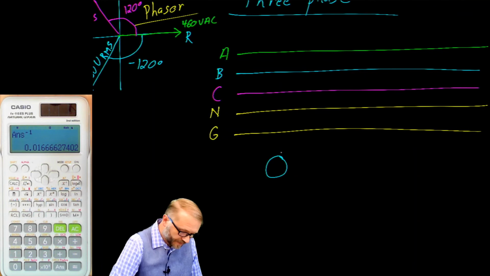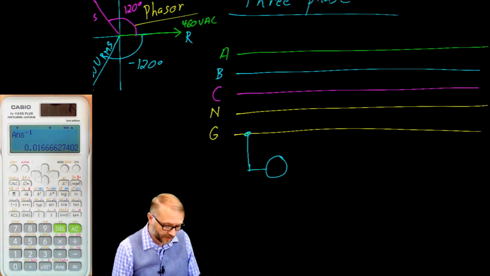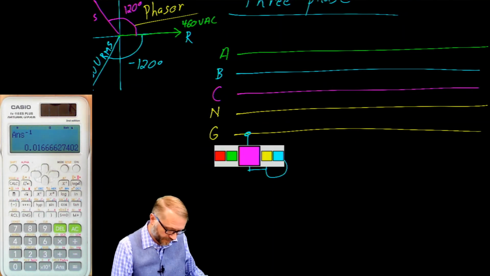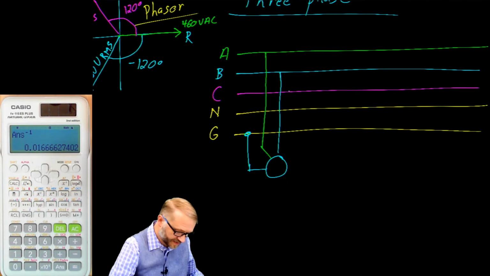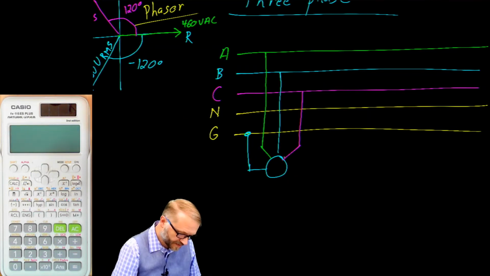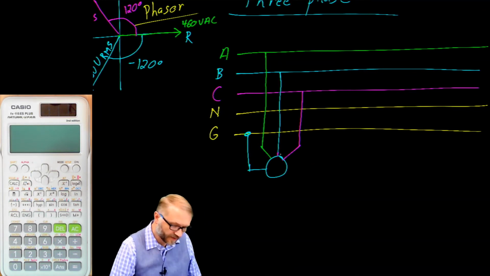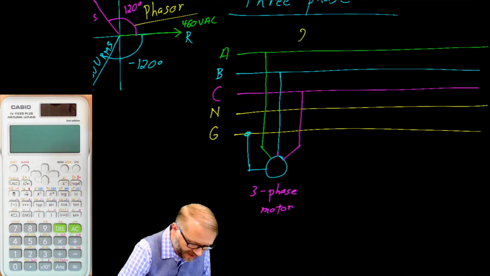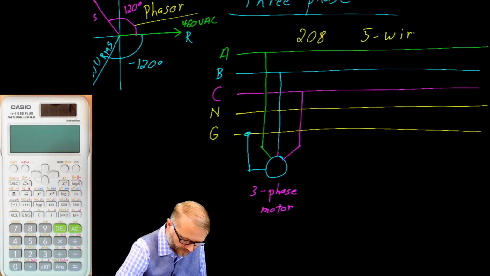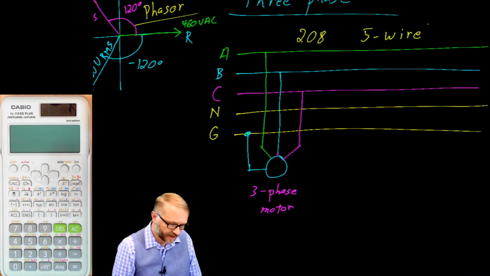Suppose you had a motor. The first thing you want to do is to make sure that you have a safety ground attached to that motor. So all the exposed metal would be grounded. You would connect to phase A, phase B, and phase C, like so. Okay, and this is now a three-phase motor. I should have mentioned that this is a 208 5-wire system. This is the system we'll be using in the lab.